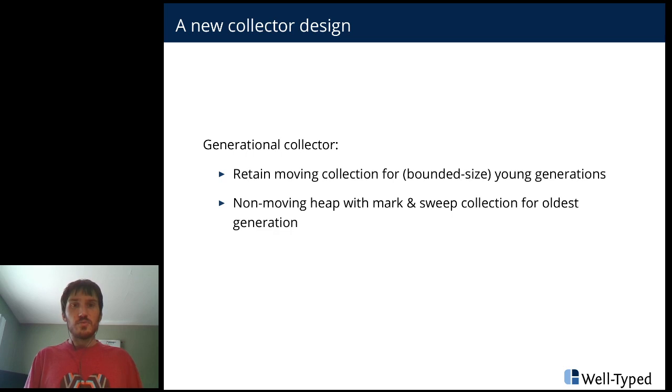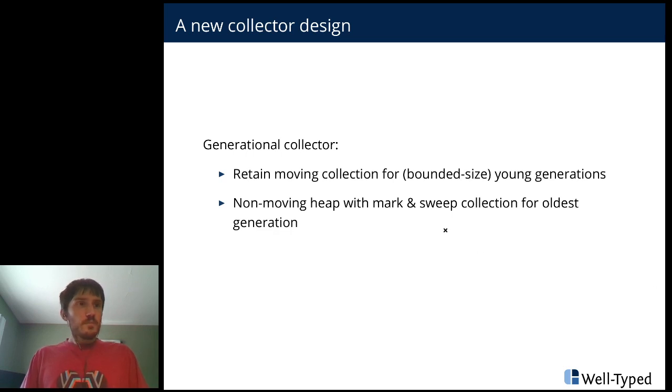And so to achieve this balance, we sought to use a hybrid collection strategy. That is, we retain the existing moving collector for mutator allocations while promoting long-lived data to a non-moving oldest generation. This allows garbage to benefit from fast allocation provided by the moving generations, while facilitating concurrent mark and sweep collection of the oldest generation. Now the key bit here is that the only unbounded size generation is the non-moving generation, which we can collect concurrently.